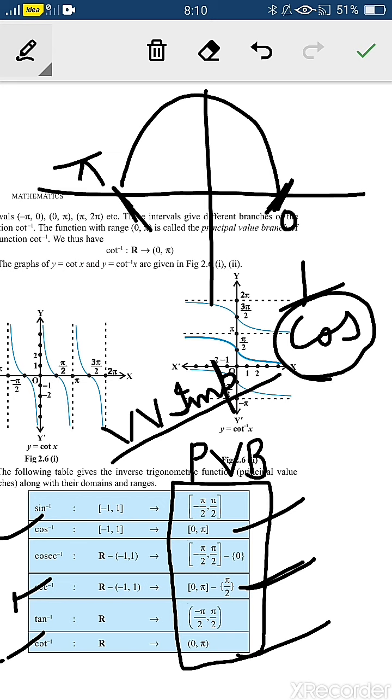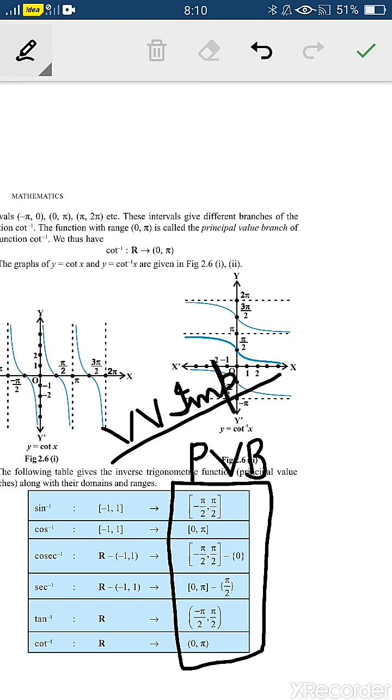This I told you, the principal value branch. If you have learned this principal value branch, you have cracked 90% of your chapter. So it is very, very important. We already did this in our previous video, and we have recalled our principal value branches.